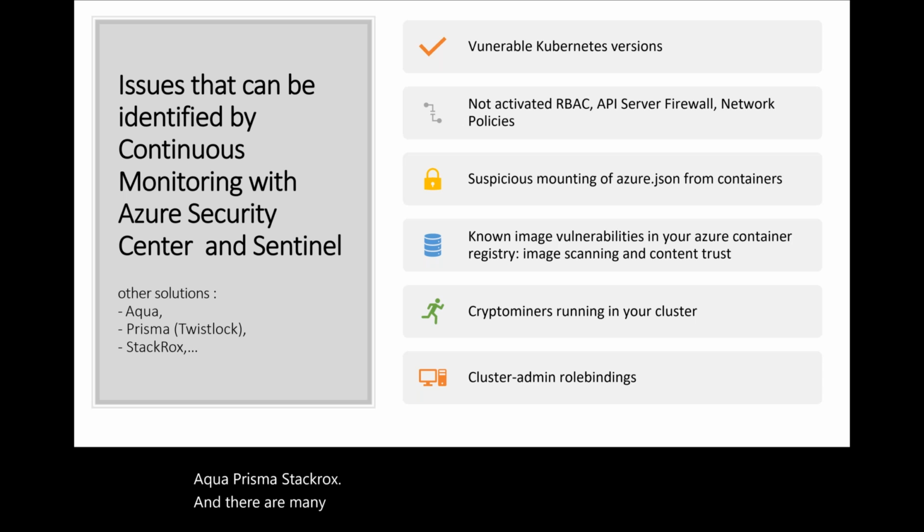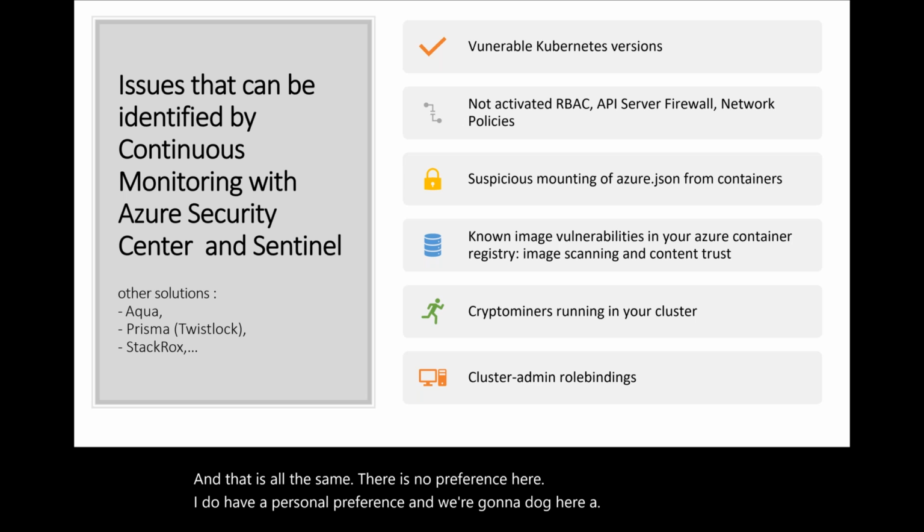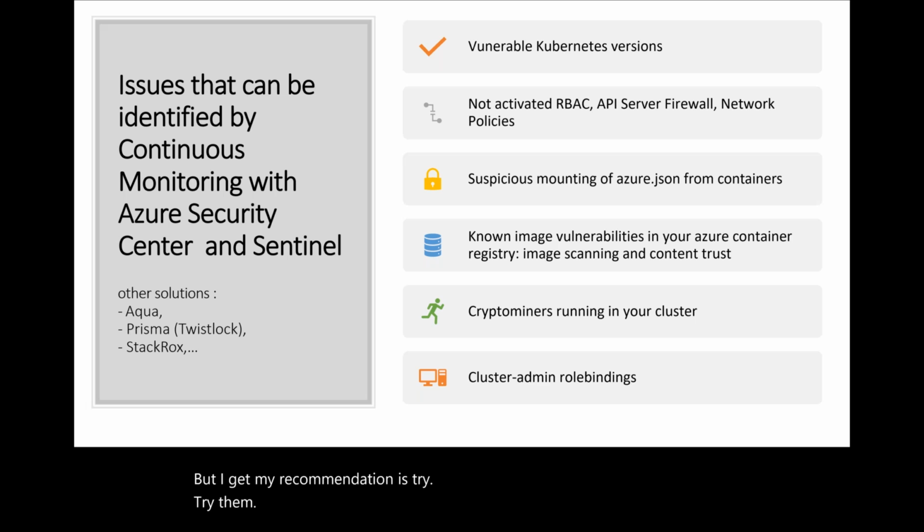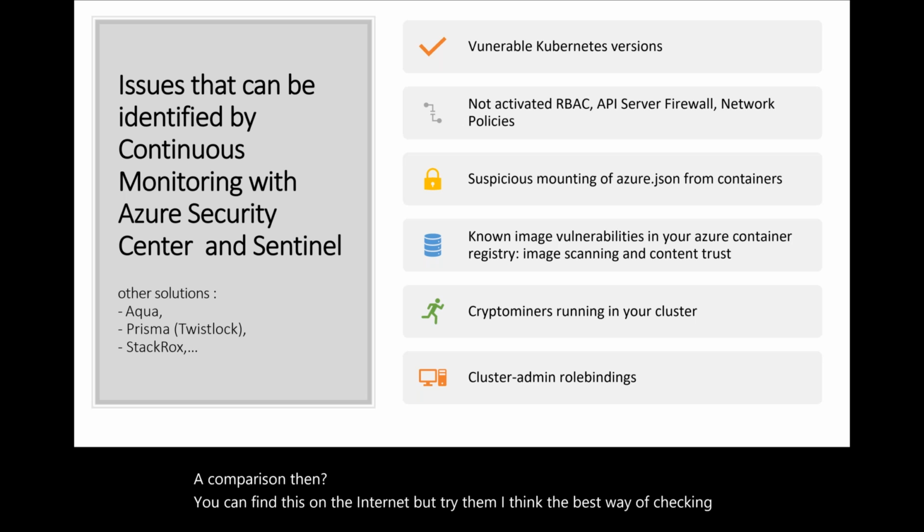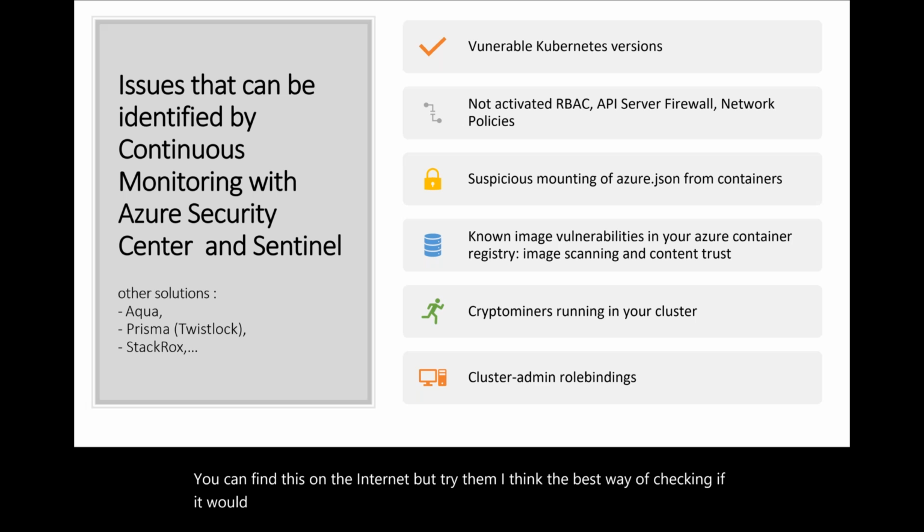And these are some of those that I've seen my customers deploying. I would say there is no preference here. I do have a personal preference, but I'm not going to talk about it here. My recommendation is to try them. You can find comparisons on the internet, but I think the best way of checking if one would fit is to just try at least two of them.